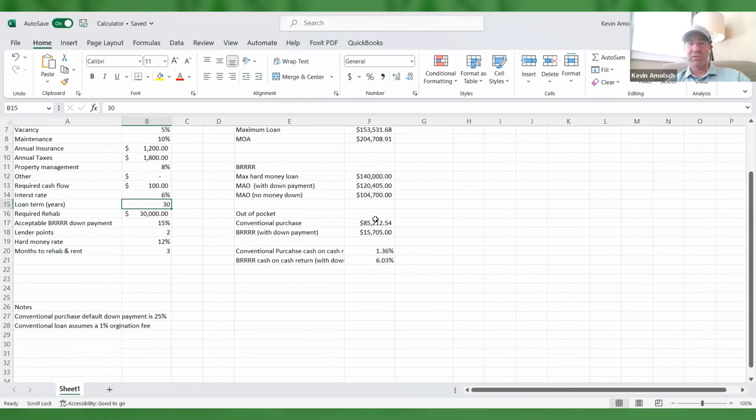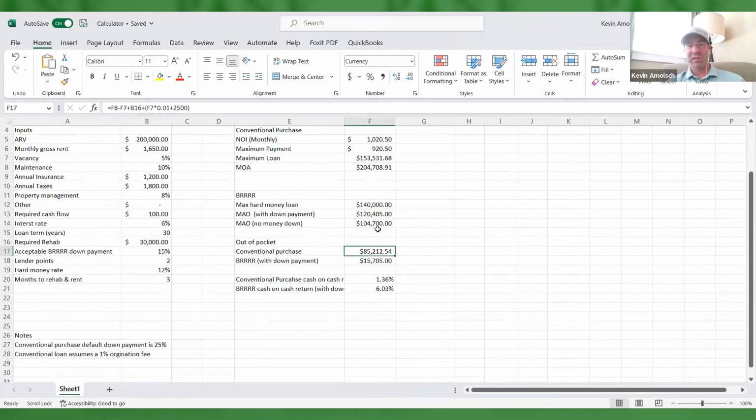So the last two, these are just little bonuses in the calculator here. We have the out of pocket. So if you're going to do this deal conventionally, you're going to need 85 grand to get the deal done. That's going to include the $30,000 in construction. You're not able to put that into a conventional loan. So your down payment, your closing costs plus 30 grand. That's where the 85,000 comes from.